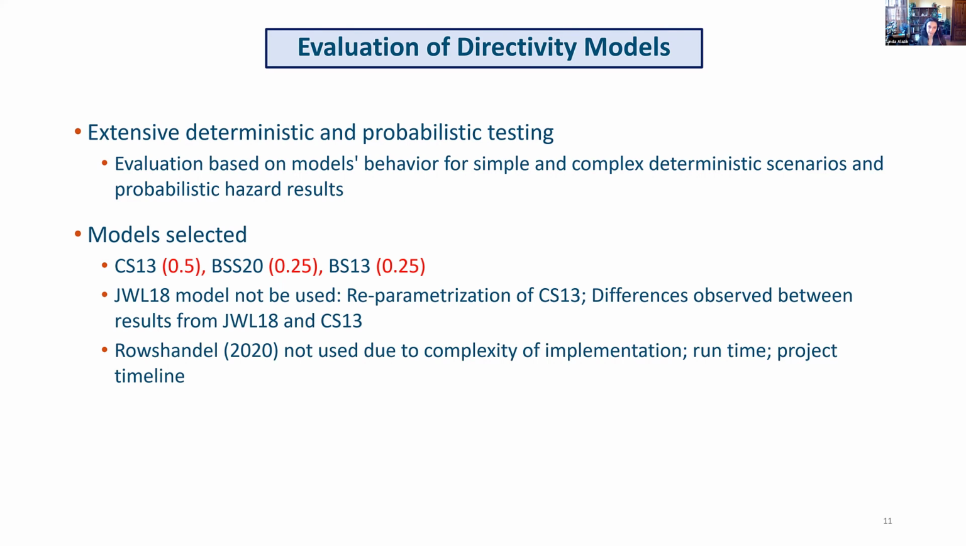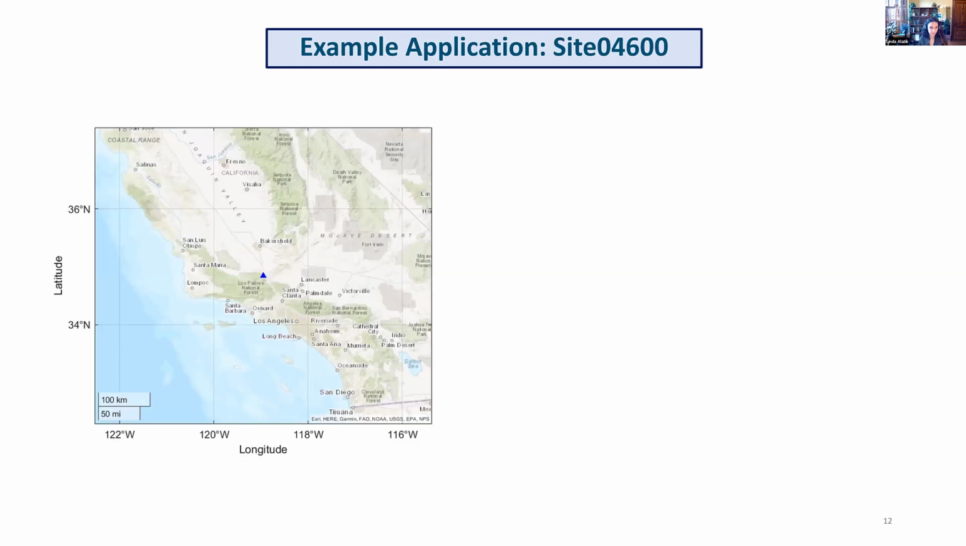The Watson-Lamprey 2018 model, we did not end up using it because it's simply a reparameterization of the Chu and Spudich model. And since we include the Chu and Spudich model, we wouldn't include its simplification as well. The Rowshandel 2020 model, we didn't use it because of project timeline and complexity of implementing this model. So certainly in the future, an update to this study would look into implementing other directivity models that are available.